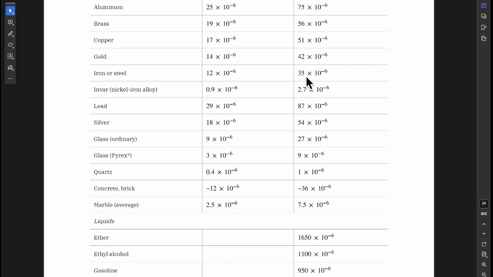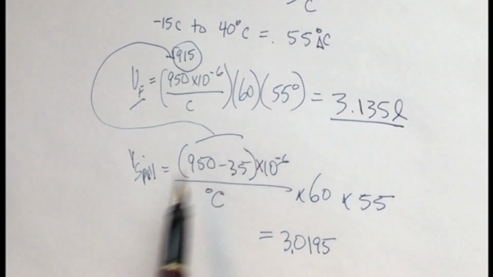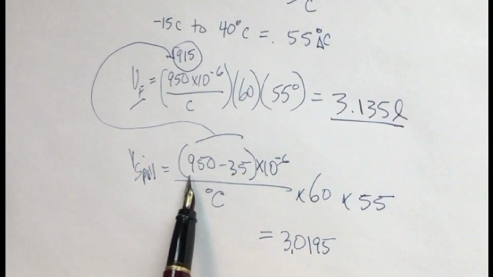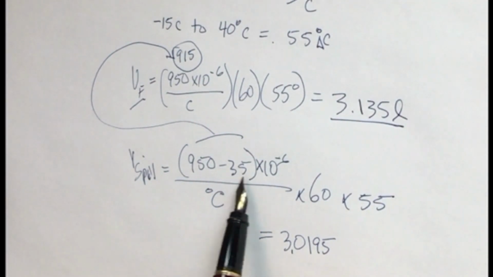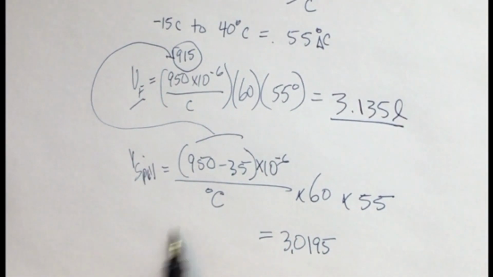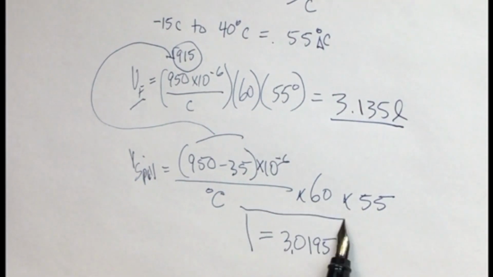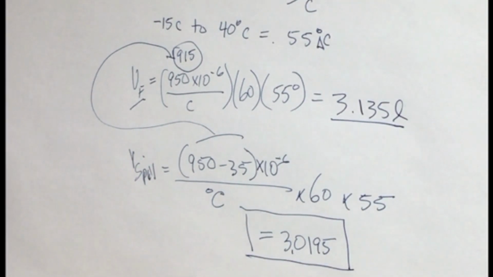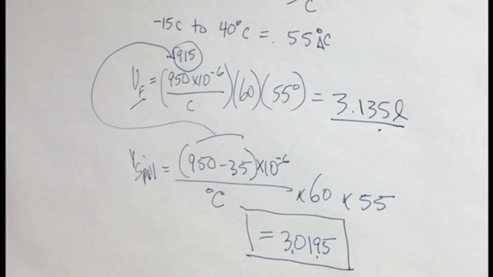And here's the setup for that. So here's our original equation. Now, here's the expansion of the fuel, the gasoline, and here's the expansion of the steel gas tank. 950 minus 35 equals 915. The rest of the equation is exactly the same. And as you see, because the gas tank also expands a little bit, the amount of spillage is going to be a little bit less than the total expansion of the gas.